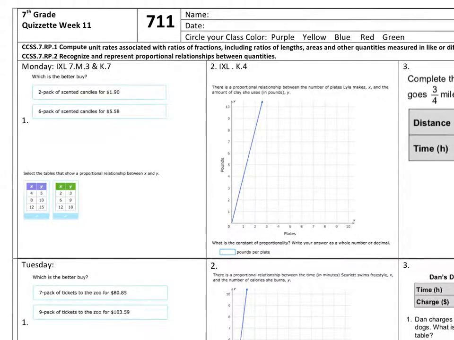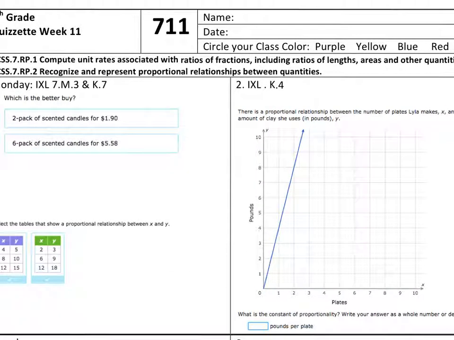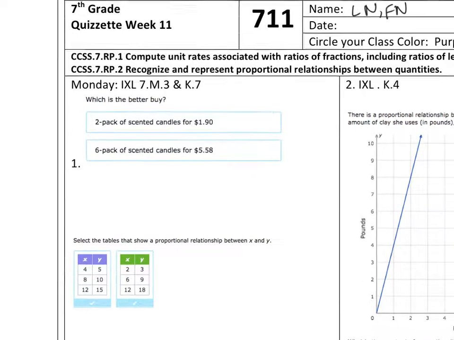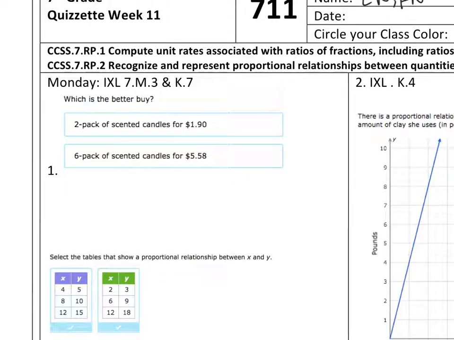Today we'll be watching a Quizzette video on Quizzette 711. Please make sure you write your last name, comma, first name, today's date, and circle your class color. Number 1, if you have an IXL account, these are M3 and K7 exercises. And for number 2, it's K4.